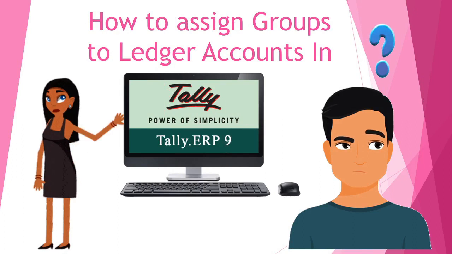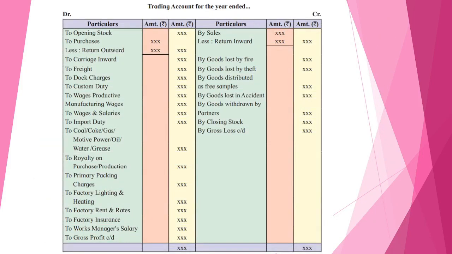Now let's see how to assign groups to ledger accounts in Tally. This is the trading account. You can see this is the pro forma of the trading account. Here the debit side is given and here the credit side is given. Opening stock, we are going to consider under the stock in hand group, and the second one, that is purchases, we are going to consider under the purchases group. So these two factors are important in the trading account.